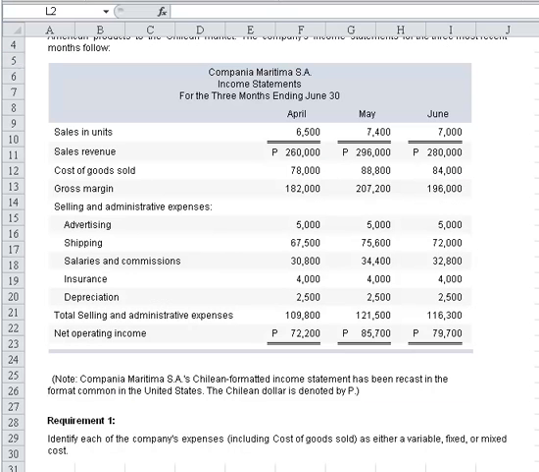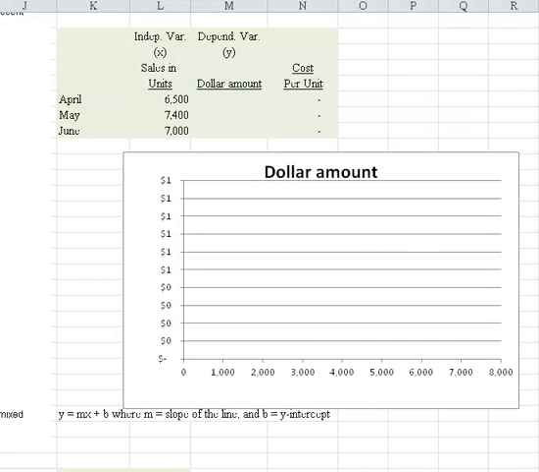Requirement 1 says, identify each of the company's expenses, including cost of goods sold, as either a variable, a fixed, or a mixed cost. Okay, let me see if I can slide over where we can work with this. Now I've slid over just to the right of the information, and you see on this green shaded area I've laid out the sales in units that were provided for each month, for April, May, and June. You can see I've dropped in the numbers. And then we're going to explore what those various expenses were.